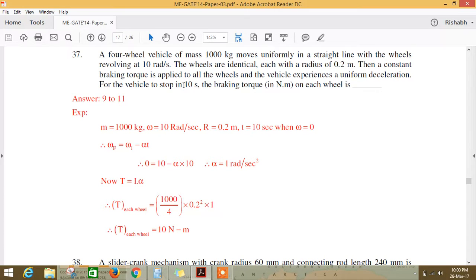So suppose brakes are applied on all the four wheels together, such that the vehicle stops in 10 seconds. You have to find out the braking torque.